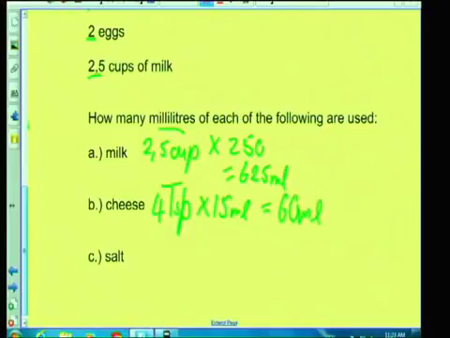Now that's quite a strange way of putting it on a recipe, because one would usually think you would measure cheese in grams, and that's the normal way. Maybe it's because it's grated and they want you to put it into a cup to measure out the grated cheese. Final one is to look at the salt.